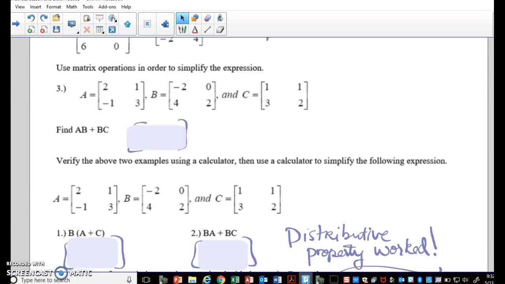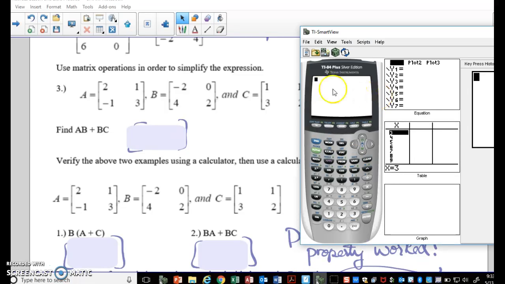So we're going to continue on with the matrix multiplication. So number 3, you have 3 matrices, and we want to find AB plus BC. So we're going to go to our calculators. We're going to do second, x1 again, so second matrix, over to edit. Now our first matrix, well, all of these matrices are actually all going to be 2 by 2s. So you're going to enter that in, and then make sure to enter in your numbers.